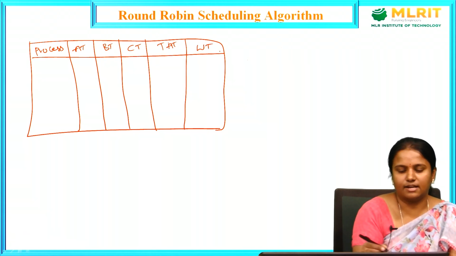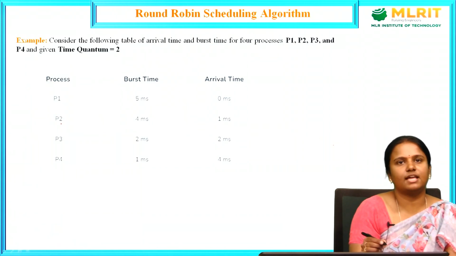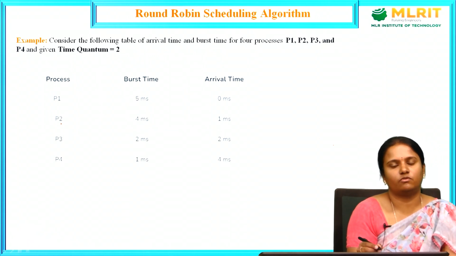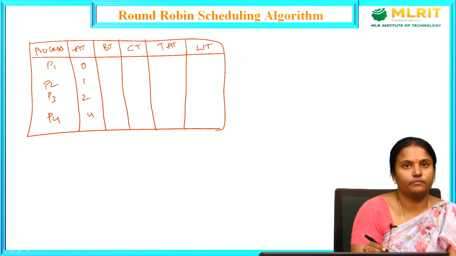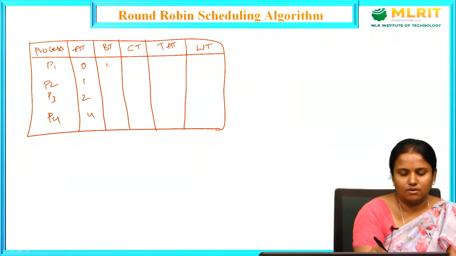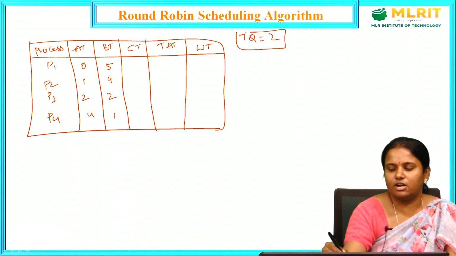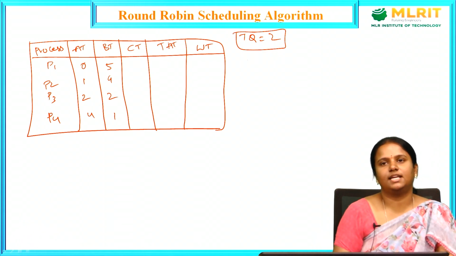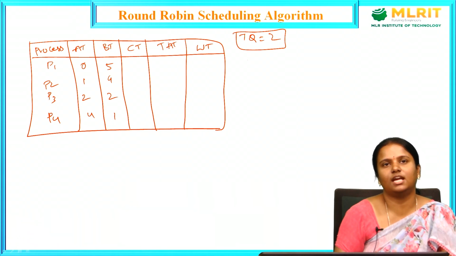In this we are having only 4 processes P1, P2, P3, P4. What are the arrival times? 0, 1, 2, 4. What are the burst times? 5, 4, 2, 1. So the time quantum is 2. What is our round robin scheduling algorithm? It is similar to FCFS and it is a time sharing algorithm.